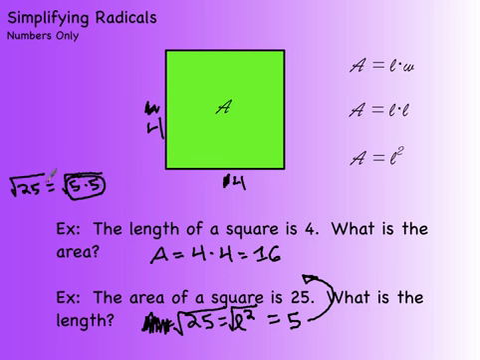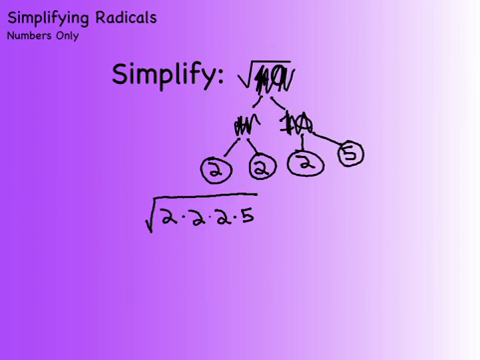So we can get rid of it. We can pull it out. So back to our example. We have 2 times 2 times 2 times 5. If you notice here, we have 2 times 2 in the beginning part. Well, last time I checked, 2 times 2 is 4 times 2 times 5.